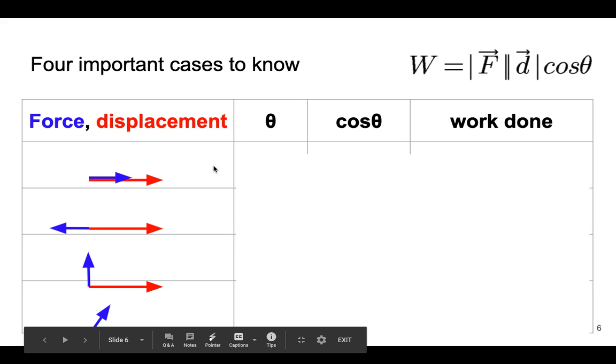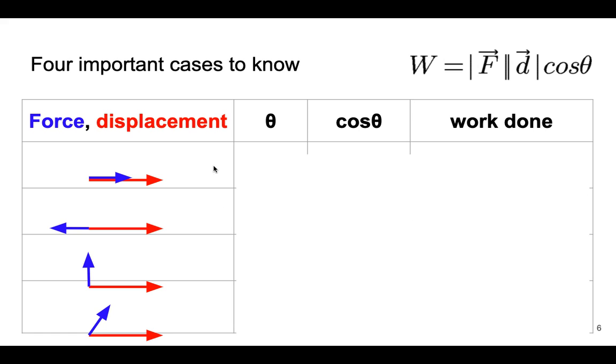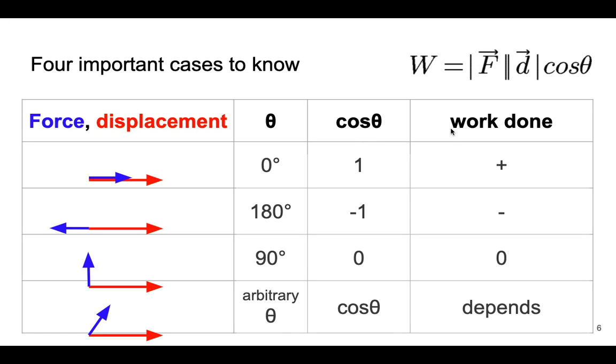And the final case, I wish that little thing would stop popping up there. You've got displacement to the right, and the angle you have is just an arbitrary angle. It's not one of these nice ones. It's not 0, it's not 180, it's not 90 or -90, it's just some angle. In that case, theta is going to be some arbitrary number. Cosine of theta is going to be positive or negative. And the work done, it's going to depend. So here are your answers for that.